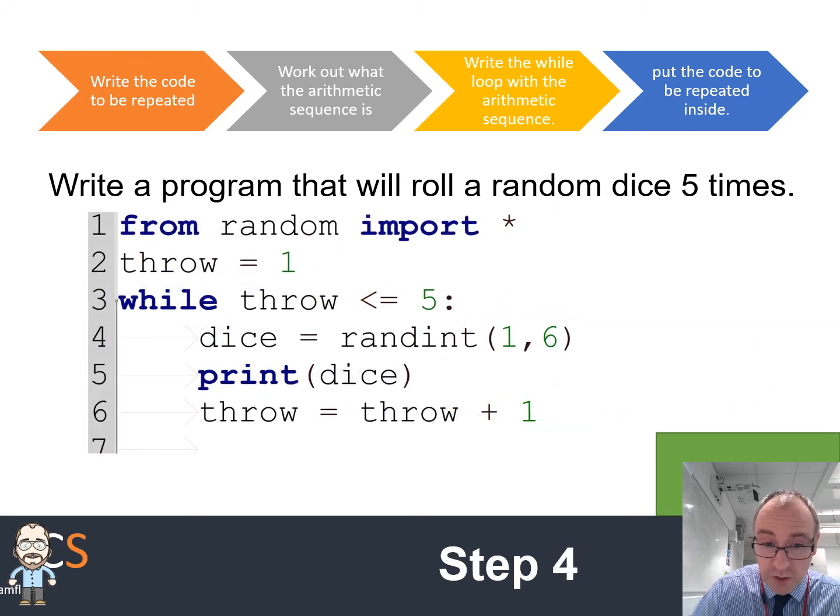So my final code looks like this. Notice that I'm creating my arithmetic sequence starting at 1, ending at 5, adding 1. Then inside it, I've got the code I'm repeating, which is literally the code I've just written. That's how you write a while loop, a counter-controlled while loop, using 4 very, very simple steps.